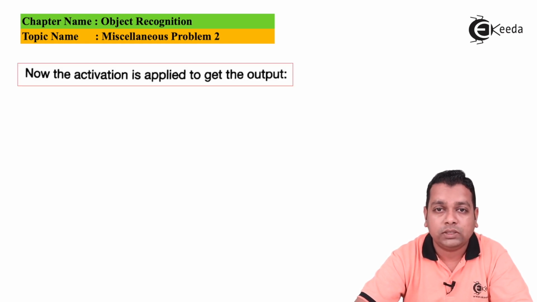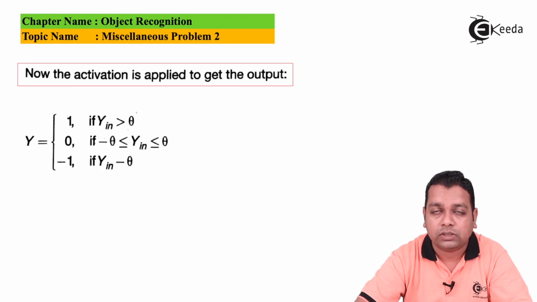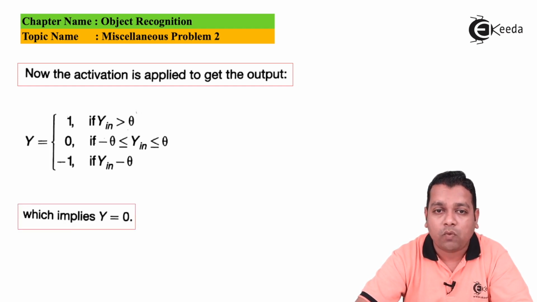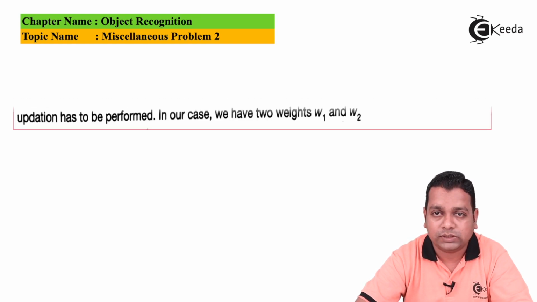Now the activation is applied to get the output. So capital Y holds 3 possible values: it is equal to 1 if y_in is greater than theta, it is equal to 0 if minus theta is less than or equal to y_in which is less than or equal to theta, and it takes the last value, that is minus 1, if y_in is less than minus theta. Now this implies Y is equal to 0. So we carry out step number 6 here.